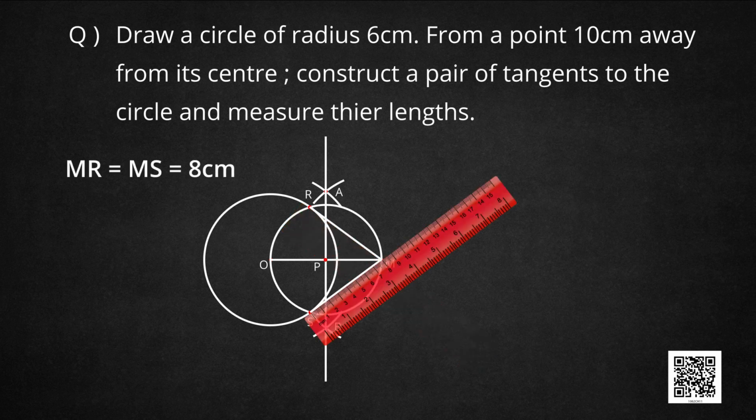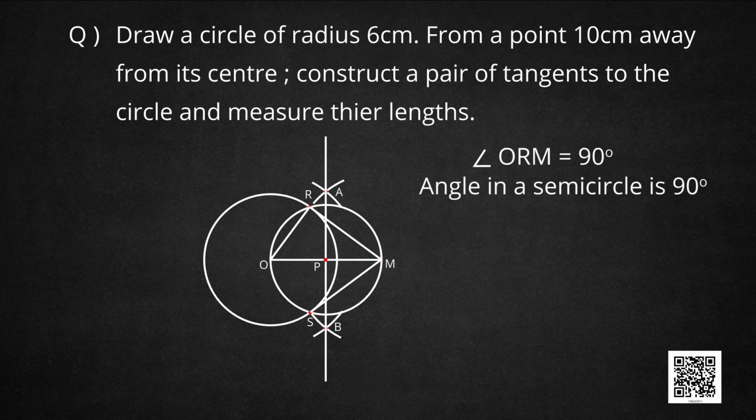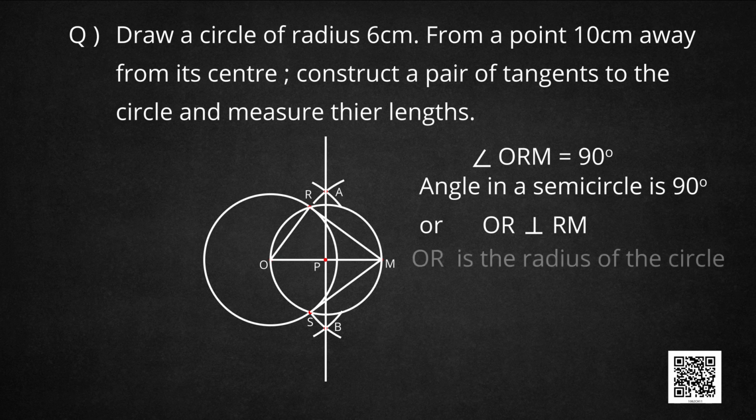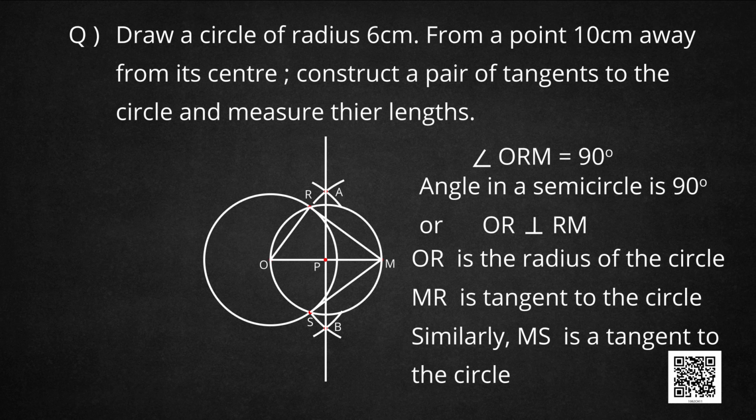Now let us see how this construction works. If we join OR, then angle ORM is equal to 90 degree because angle in a semicircle is 90 degree, or OR is perpendicular to RM. Since OR is radius of the circle and MR is perpendicular to OR, so MR must be tangent of the circle. Similarly, MS is also a tangent.